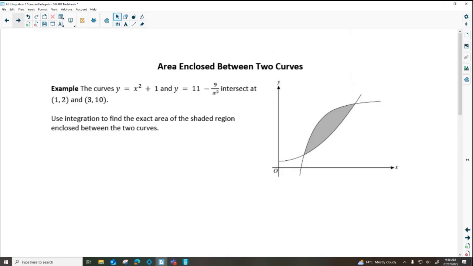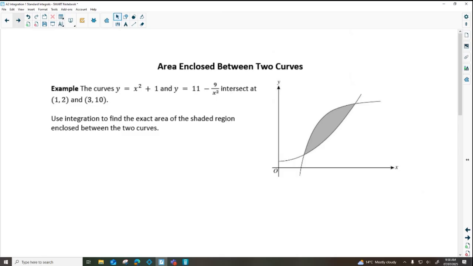In A2 Maths, you may be required to find the area between two curves. So this question here says the curves y equals x squared plus 1 and y equals 11 minus 9 over x squared intersect at these 2 points. Use integration to find the exact area of the shaded region enclosed between the 2 curves.